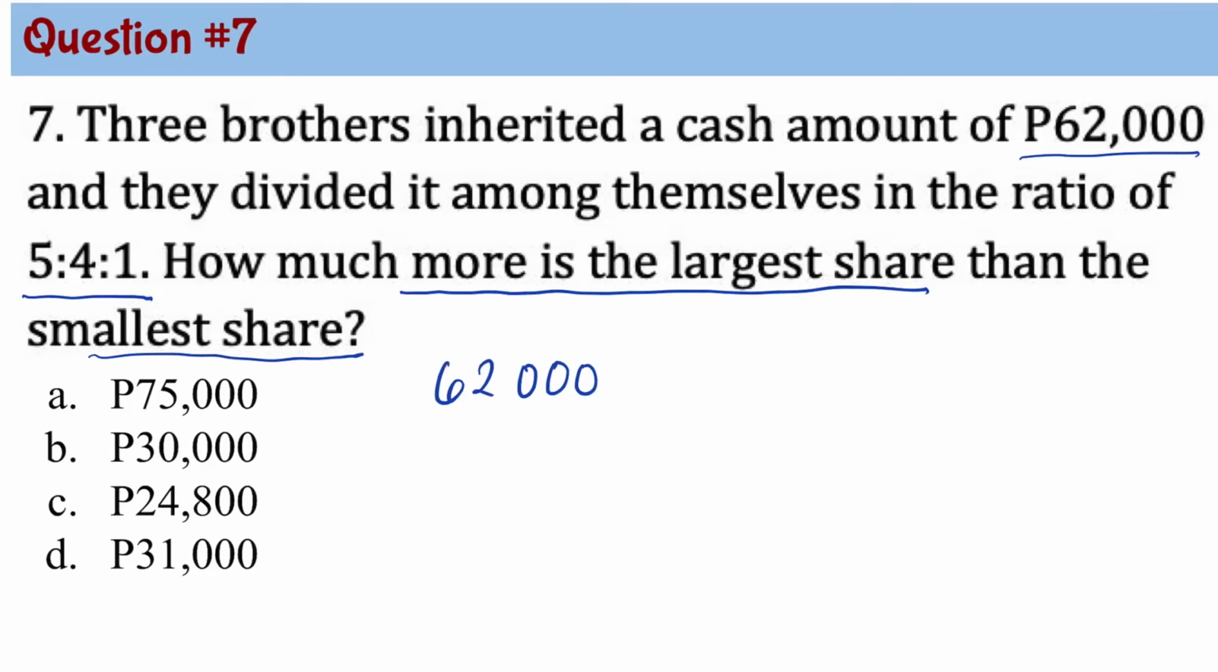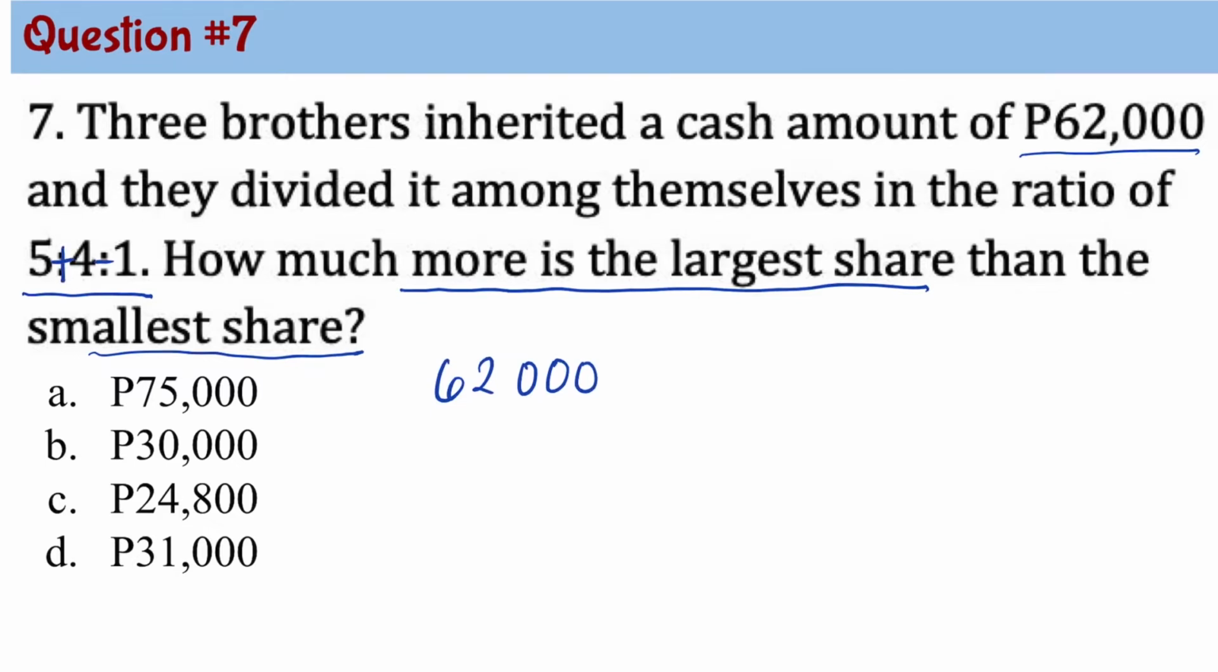So this type of problem, we need to find out first how much is one share. And to do that, since the ratio is 5 to 4 to 1, we need to add 5 plus 4 plus 1. That means that will be 10. So we will divide first 62,000 by 10 to calculate how much is one share. So 62,000 divided by 10, you can simply take out one of the zeros. So that is 6,200, which means this is the value for one share. And that's going to be the smallest share.